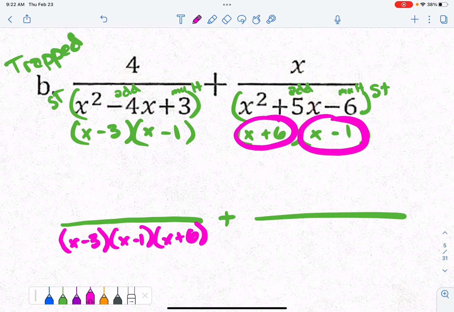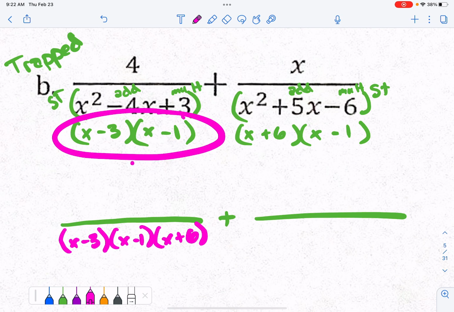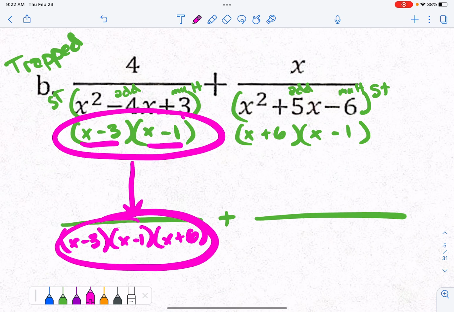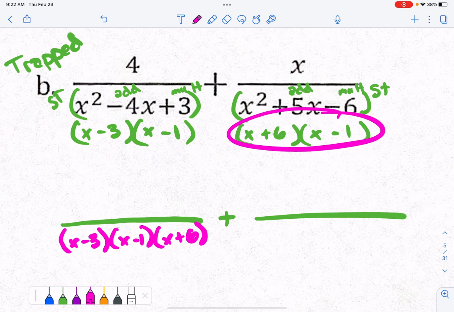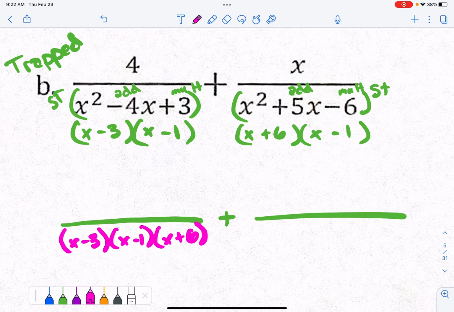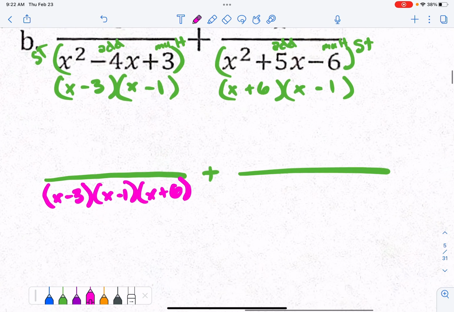So if I look at all those chunks together, I say, does this go into there? Do these two pieces appear down here somewhere? Yes, they do, okay? And then I look at the other chunk and I say, do these two pieces appear down here somewhere? Yes, they do, okay? So I know my common denominator is correct, or my least common multiple is correct.